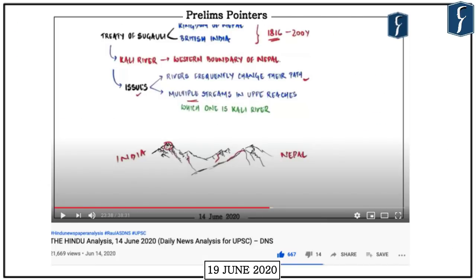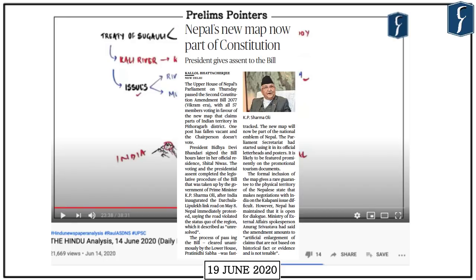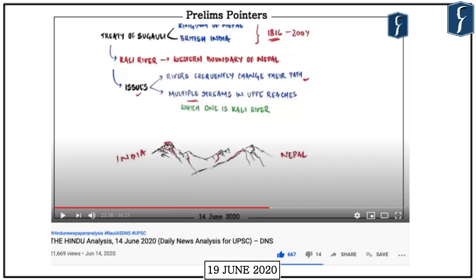So this particular news item appears on page number 9. Nepal's new map now part of constitution. Now this matter has been earlier dealt with in DNS dated 14th of June 2020, where we discussed Treaty of Sugoli, which is the reason why we have the current conflict, and the river behind the conflict, and what are the troubles when two nations choose a river as the boundary in between them? And mainly, rivers frequently change their path, which leads to conflict.